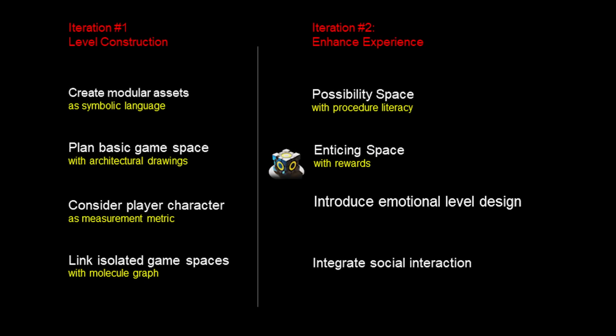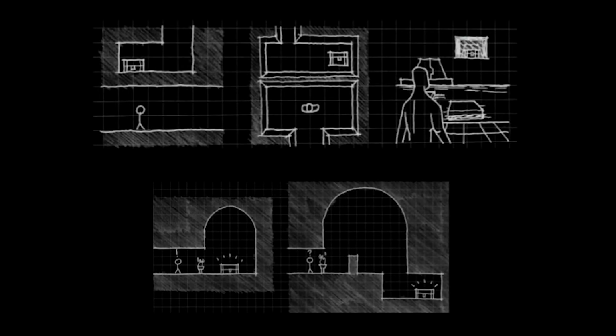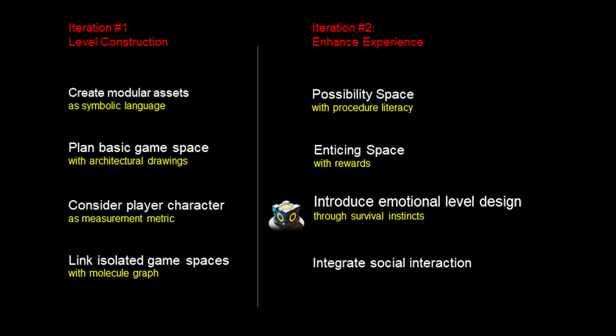In Chapter 6, Christopher talks about enticing players with rewarded spaces. Types of rewarded spaces are vaults, visitors, meditative space, and a narrative stage. We can also make rewards more rewarding by denying players immediate access to them. Also, we can pace and schedule the reward by sophisticatedly arranging the spaces.